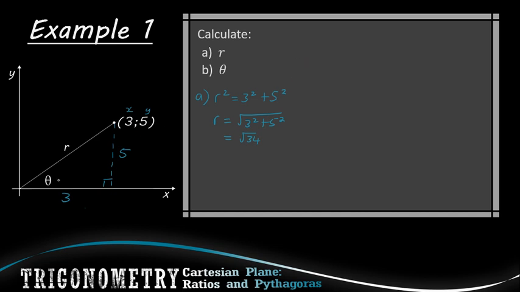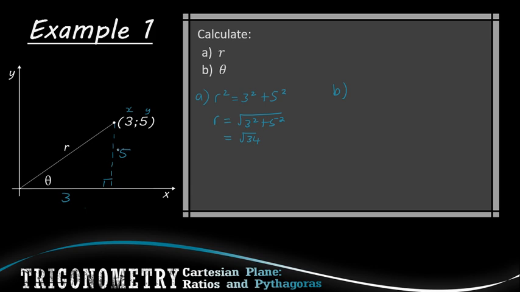Now for theta, we need to find the angle. We've done this before, just not on a Cartesian plane. To find that angle, we can use our trig ratios. We can choose to use the opposite and the hypotenuse, or the adjacent and hypotenuse. But if you have a choice, always try to use the ones that they already gave you, because if our first answer is wrong, that would make your second answer also wrong.